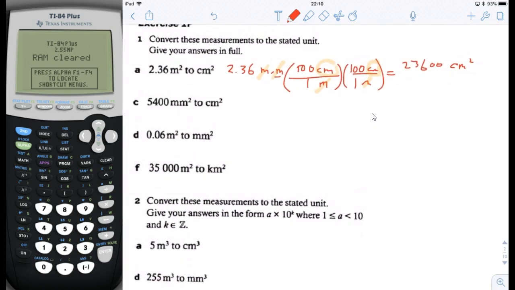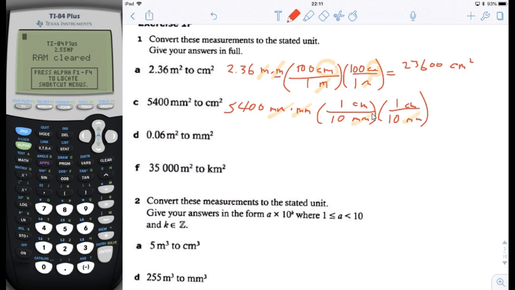Next one, 5,400 millimeters squared to centimeters squared. 5,400 millimeters squared, so that would be millimeters times millimeters. I'm going to change it to centimeters squared, so what's the domino I'm going to use? I'm going to have millimeters on the bottom. I'm going to have centimeters on top. How many millimeters in a centimeter? It's 10 millimeters in a centimeter, right? Then check out your ruler. And I'm going to do that twice because I have 2 millimeters to cancel out.